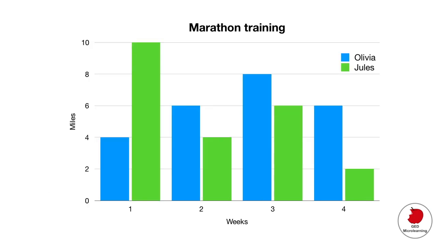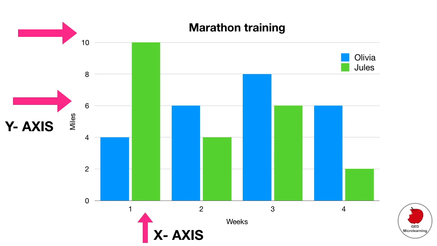All right, so once again, and I know I'm trying to drill this into your head, but just follow the system. Look at the title. This is about marathon running. The y-axis is telling you how many miles they ran. The x-axis is telling you how much they ran in week 1, 2, 3, and 4. And the legend is telling you how much Olivia ran in blue and how much Jules ran in green.